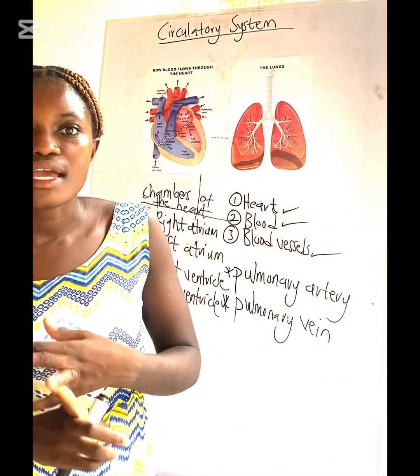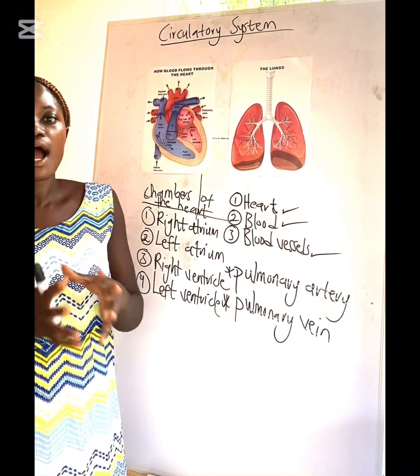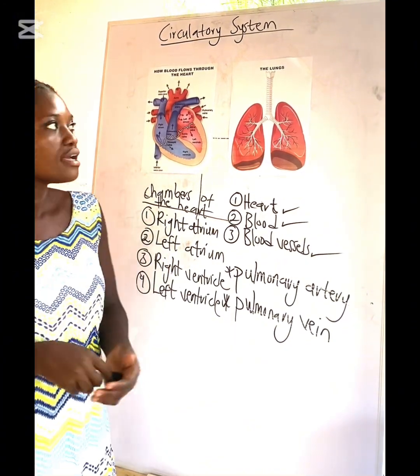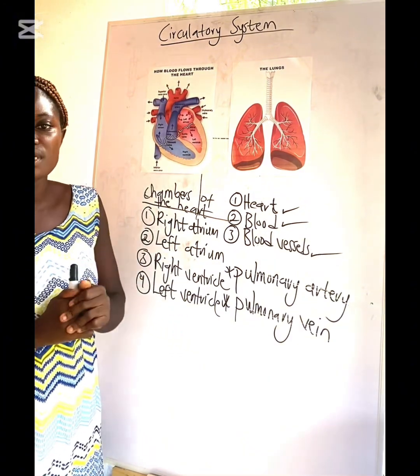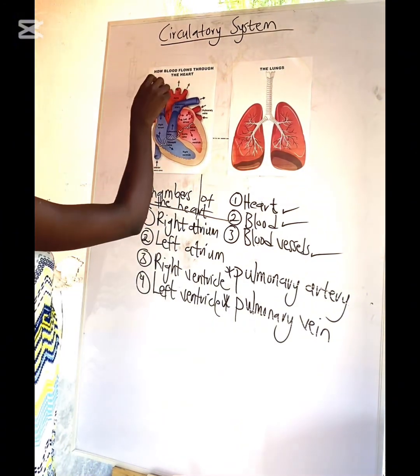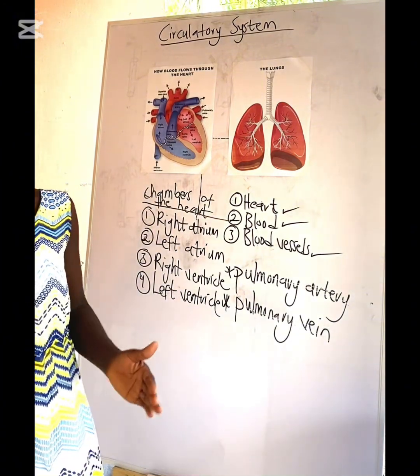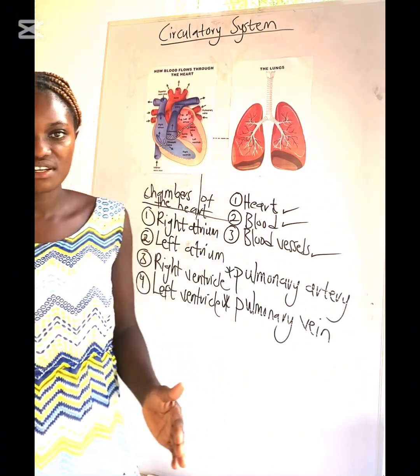Nutrients. Please, this diagram here is representing how blood flows through the heart. So with the diagram, we have the superior vena cava and the inferior vena cava. Vena cava is an example of a vein.